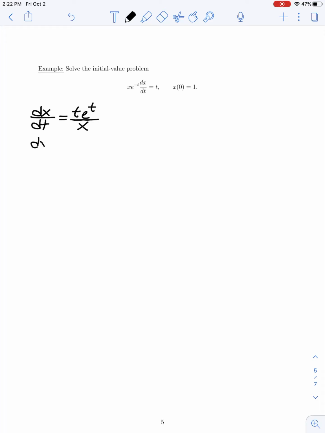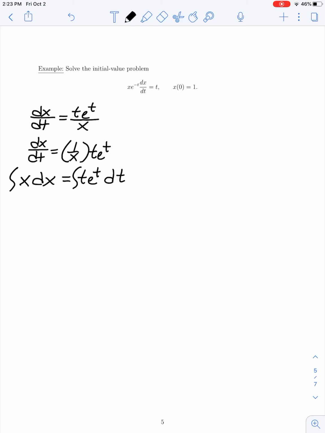Or of course, this can be written as 1 over x times t e to the t. So the product of a function of x and a function of t. So this is separable. And in order to solve, I would first separate my variables. So we would have on the left-hand side x dx, and on the right-hand side t e to the t dt. And in order to get rid of the differentials, I would need to integrate on both sides.